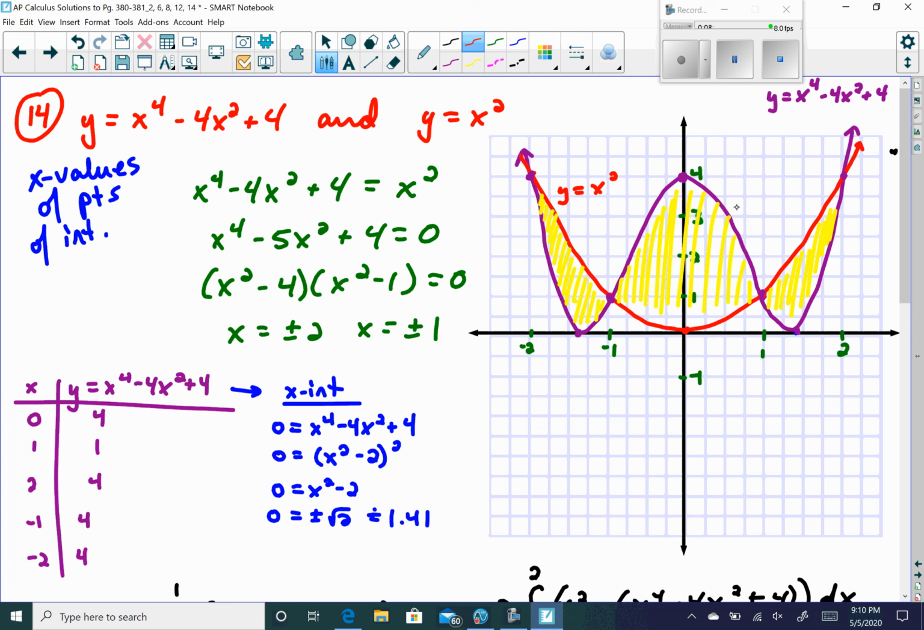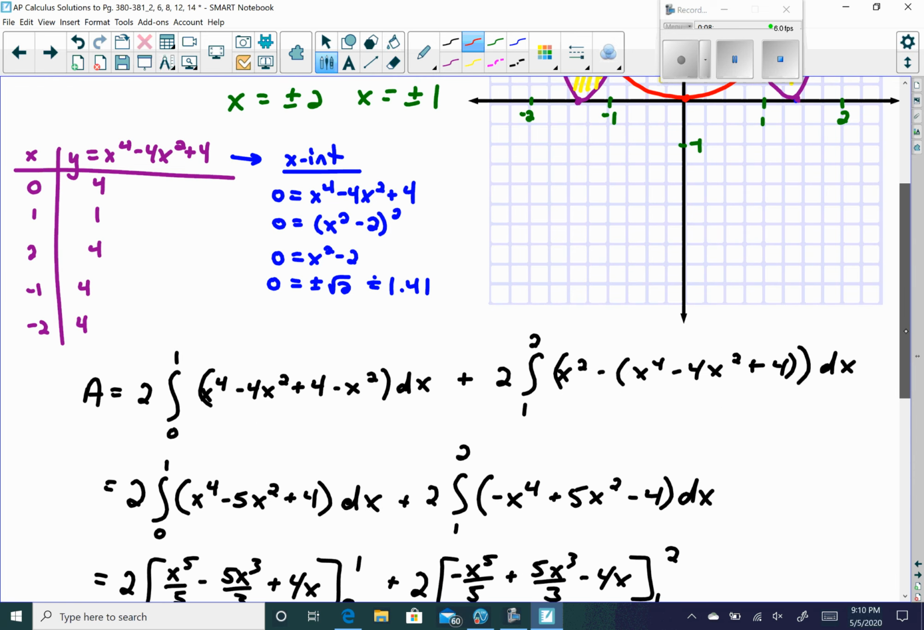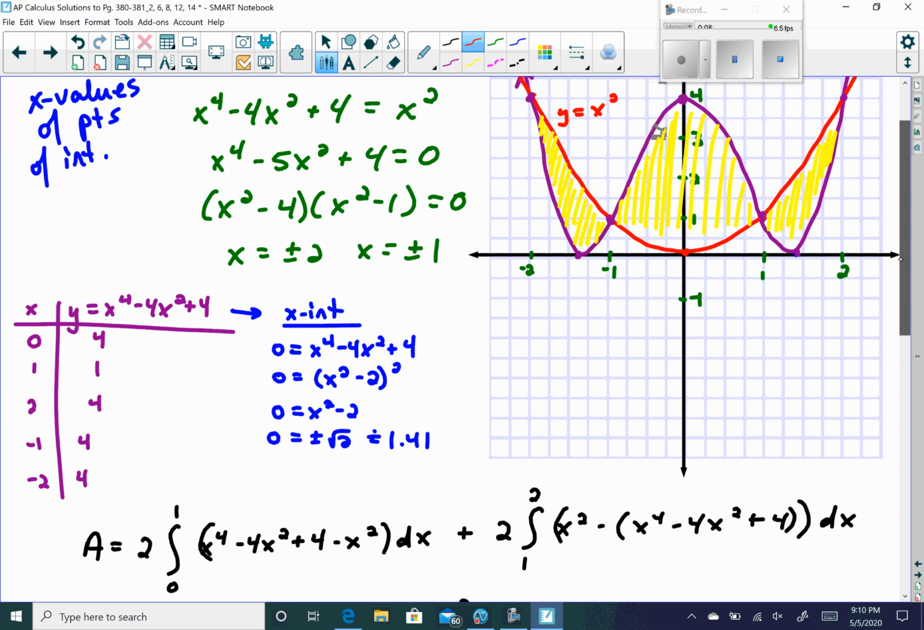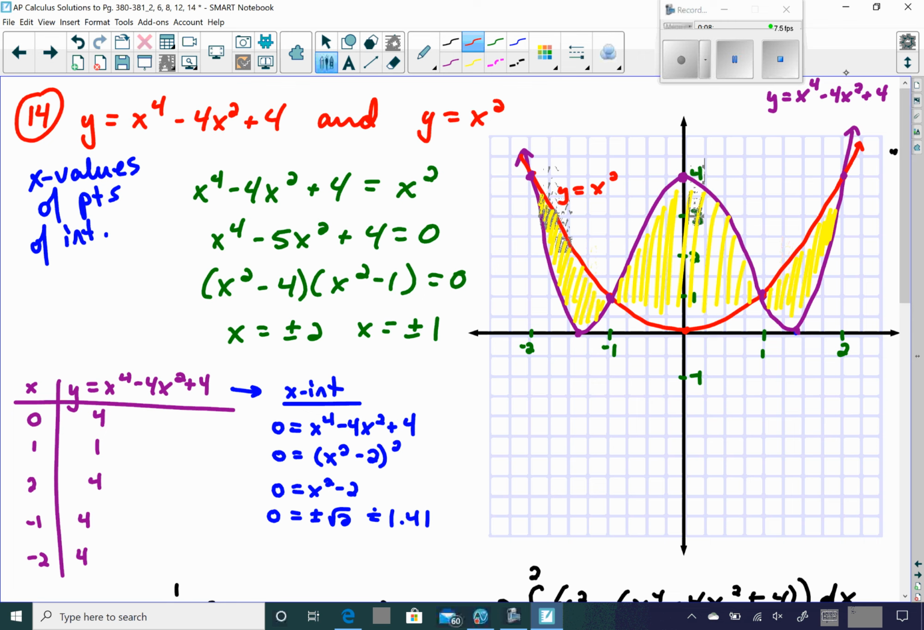So we actually have 3 areas that we're trying to find, but we can use symmetry to our advantage here. That way we're not writing out 3 different integrals, but 2. So for 0 to 1, the purple curve, y equals x to the 4th minus 4x squared plus 4, is the upper curve from 0 to 1. But after 1, it switches where x squared is the upper curve.